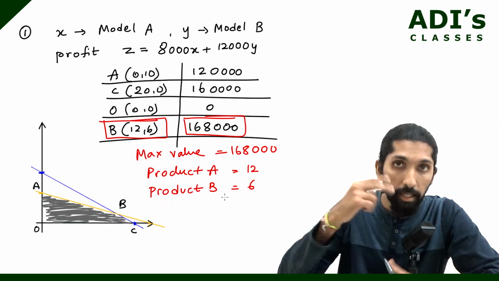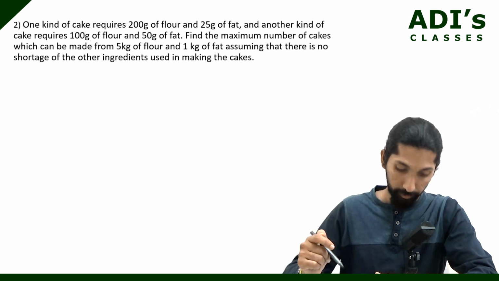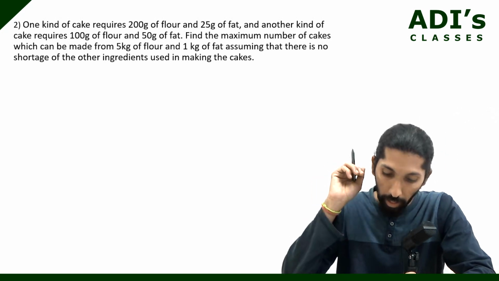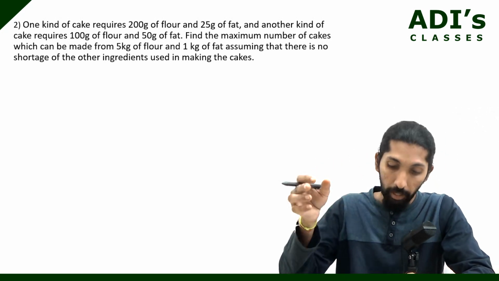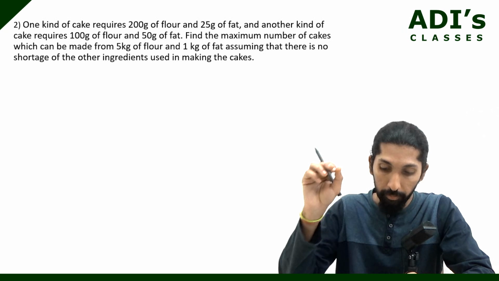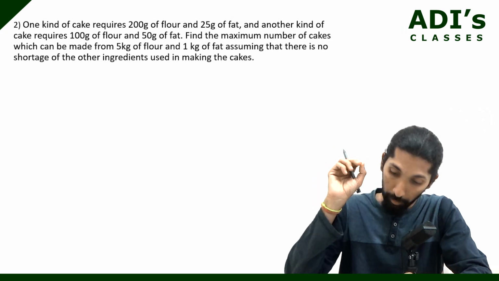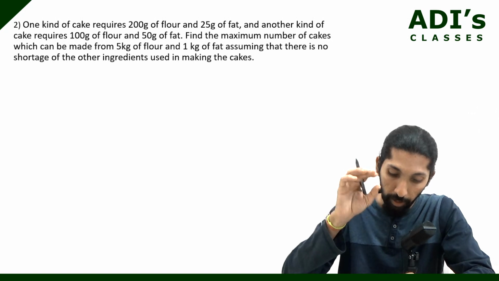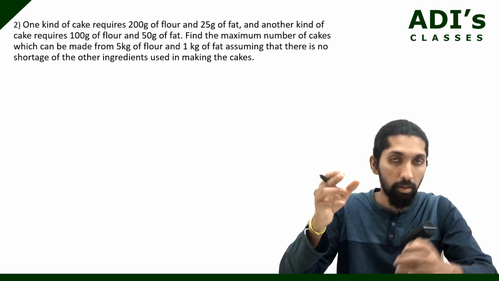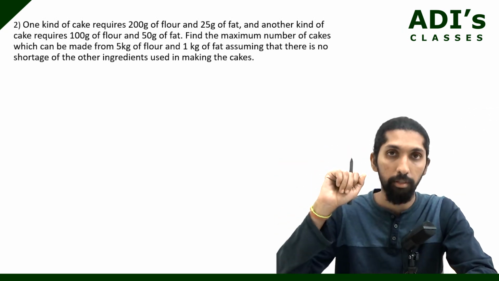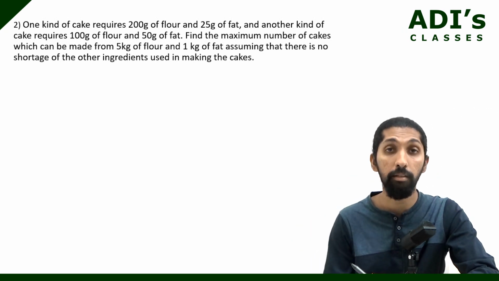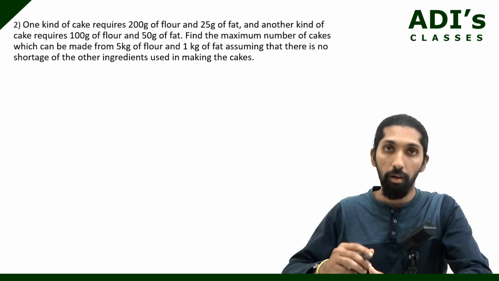Now let's do the second one. See the second problem. One kind of cake requires 200 gram of flour and 25 gram of fat, and another kind of cake requires 100 gram flour and 50 gram fat. Find the maximum number of cakes which can be made from 5 kg flour and 1 kg fat, assuming that there is no shortage of the other ingredients. Okay, fine. The last part is not really that important in the context of the statement and the mathematical formula we are going to write.